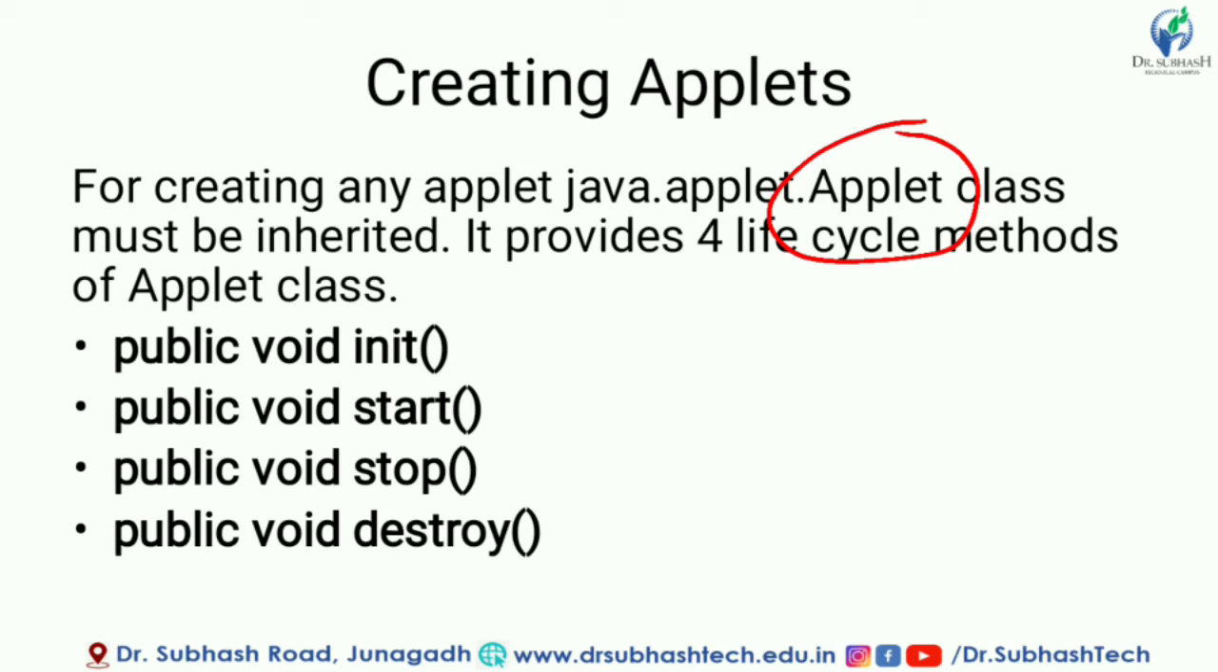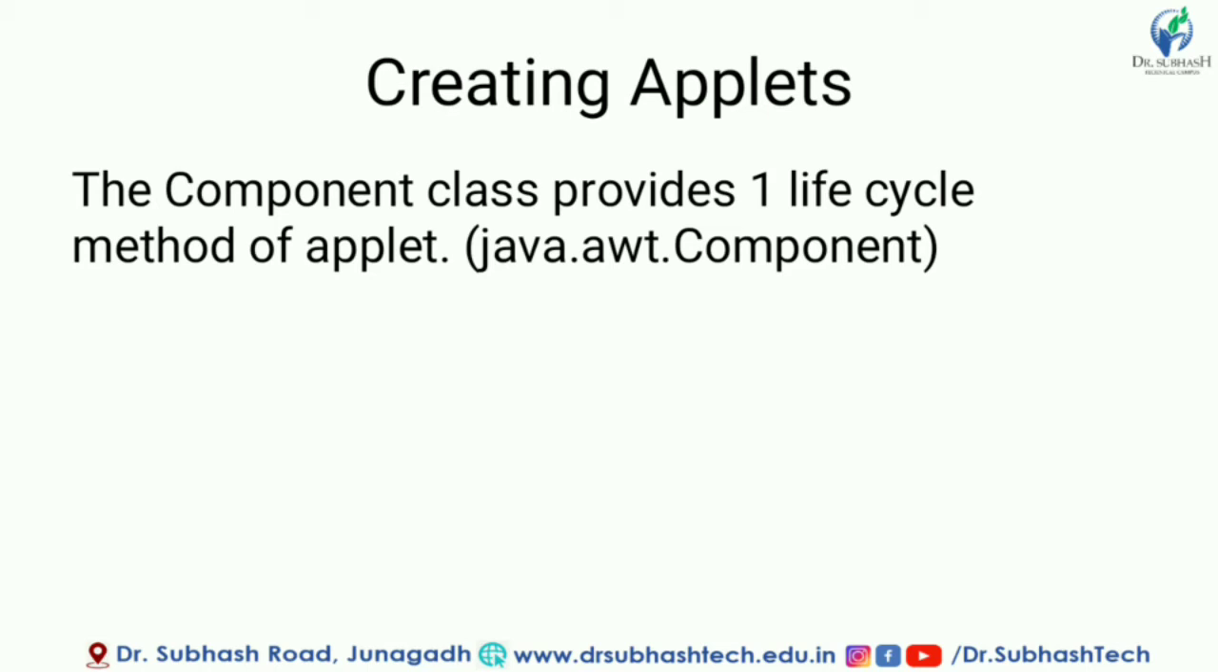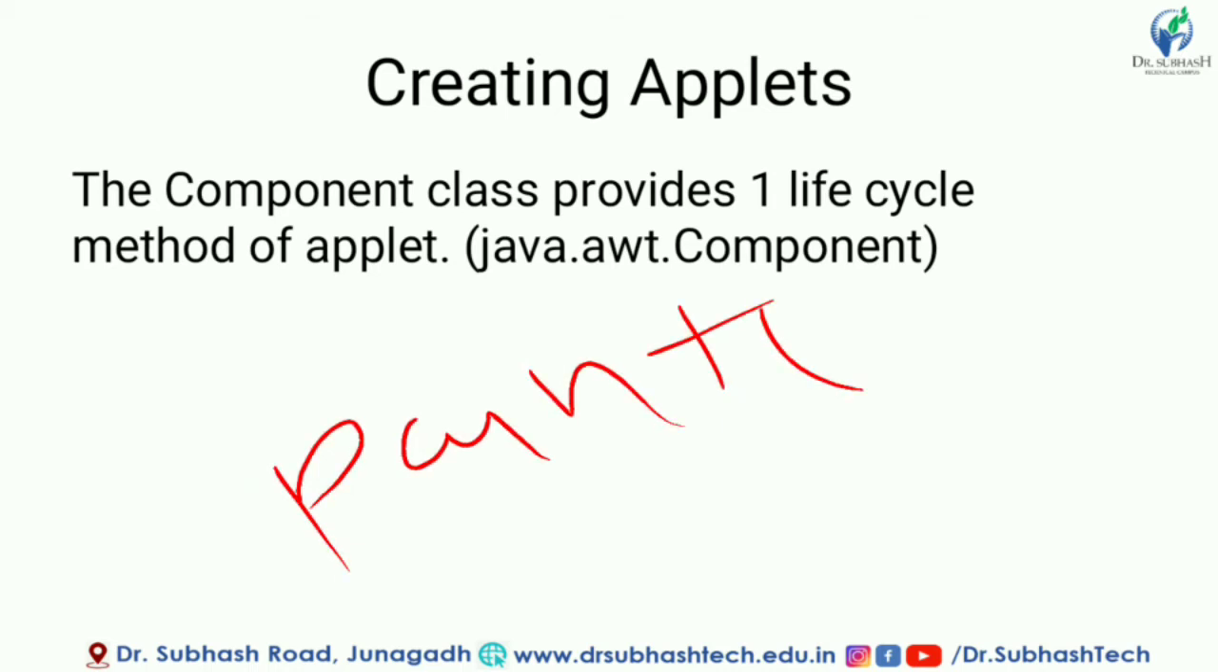And one more method we are using for creating an applet, that is the paint method, right? The paint method is available in the Component class, right? This Component class gives the paint method, and the paint method is used for painting the applet. That means if we want to write something on the applet, or we want to draw any object onto the applet, we can use this paint method.